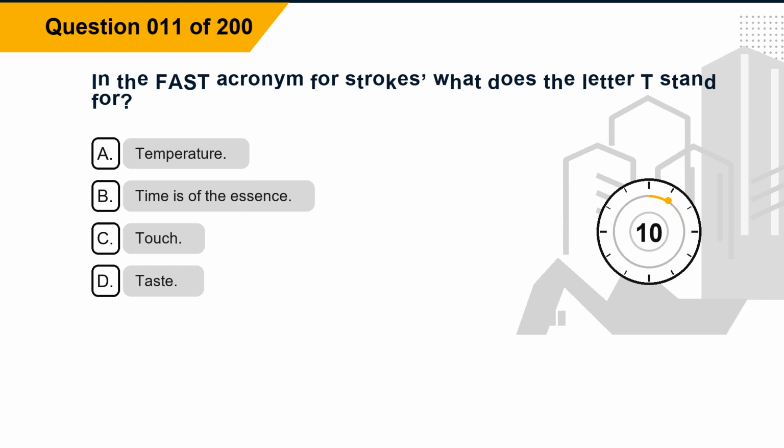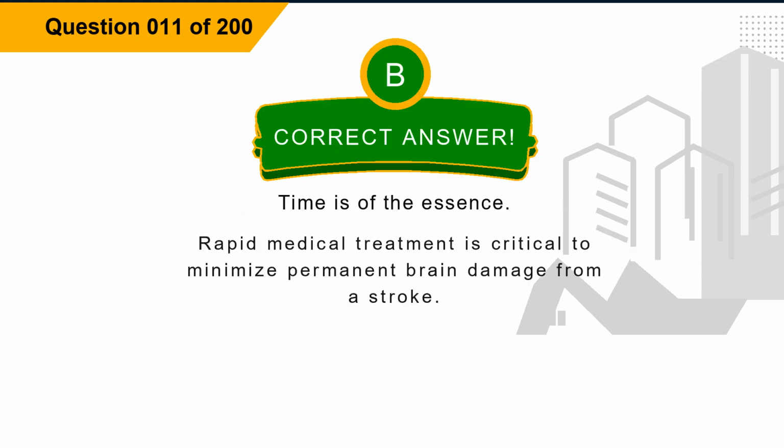Question 11. In the FAST acronym for strokes, what does the letter T stand for? Option A, temperature. Option B, time is of the essence. Option C, touch. Option D, taste. The correct answer is option B, time is of the essence. Explanation. Rapid medical treatment is critical to minimize permanent brain damage from a stroke.